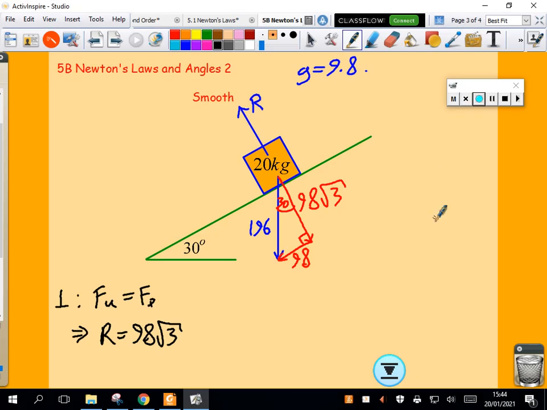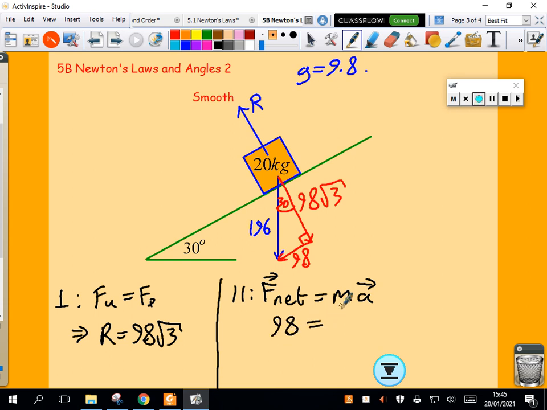Let's get rid of that. And now I'm going to look at parallel to the plane using F net equals ma, Newton's second law. In the perpendicular case, there was no net force. Forces up equal forces down. Here, the net force parallel to the plane, the only force pulling down the plane is this 98 newton force, which is pulling the object down along the plane. So that's my only force. So the net force here is 98.